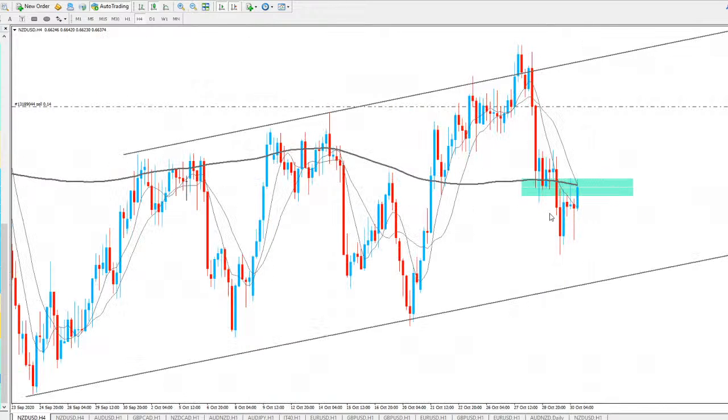But for now, still got a little over an hour left, so we'll watch how the candle closes and see if we can get another push to the downside for this one.